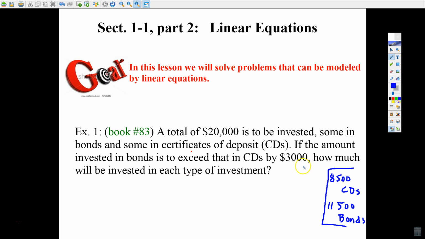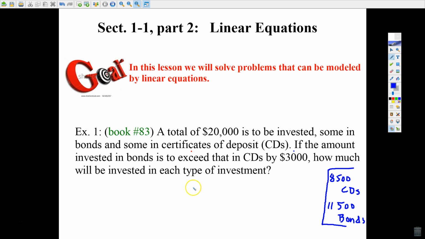All right, so we need a variable to begin with to represent one of these investment types. Okay, so I'm looking at the second sentence that says if the amount invested in bonds is to exceed that in CDs by 3,000. Any ideas on a variable that we can use to represent either bonds or CDs? To me, that's kind of the key sentence to look at when you're trying to decide what variable we're going to use to represent one of these investment types. Any thoughts?